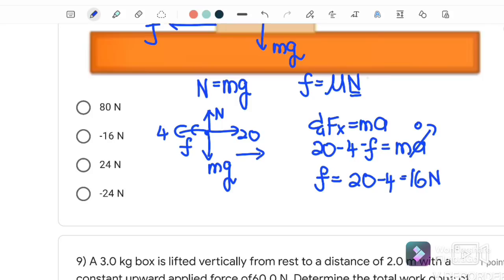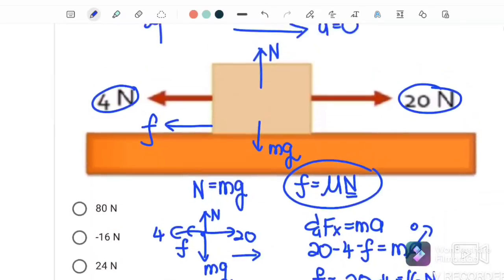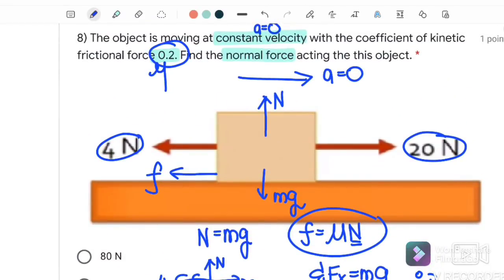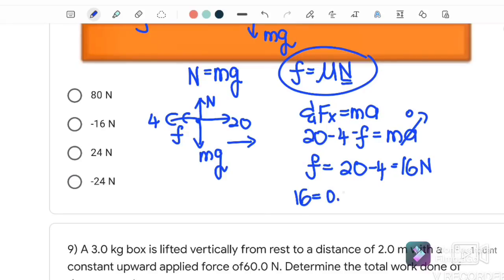So we can substitute into the equation just now. The frictional force equals to mu N, so 16 equals to mu N, where from the question, mu is 0.2. So we substitute 0.2 N. The final answer for the normal force, we will get 16 over 0.2, which is equal to 80 Newton. So the answer here is A.